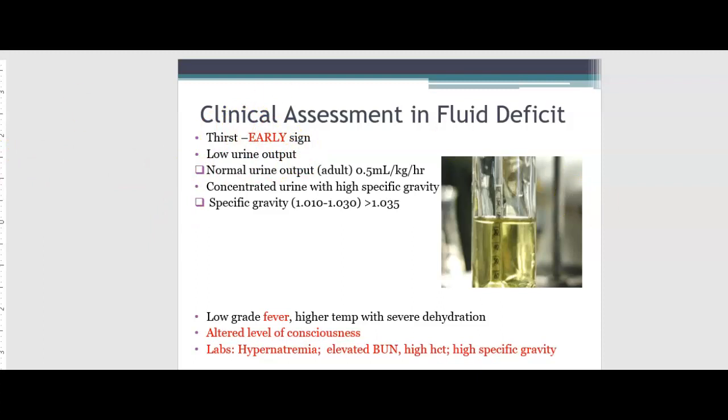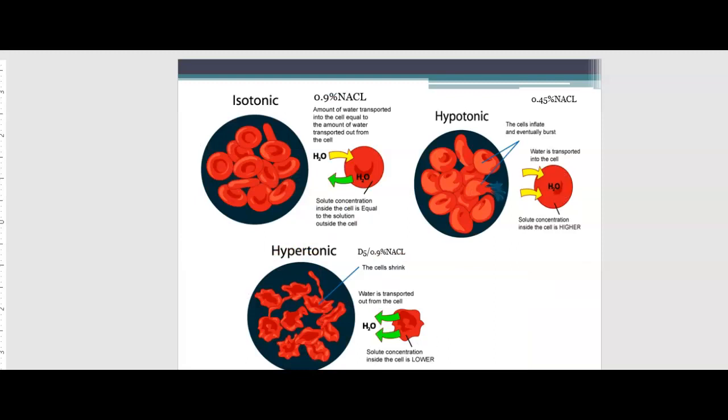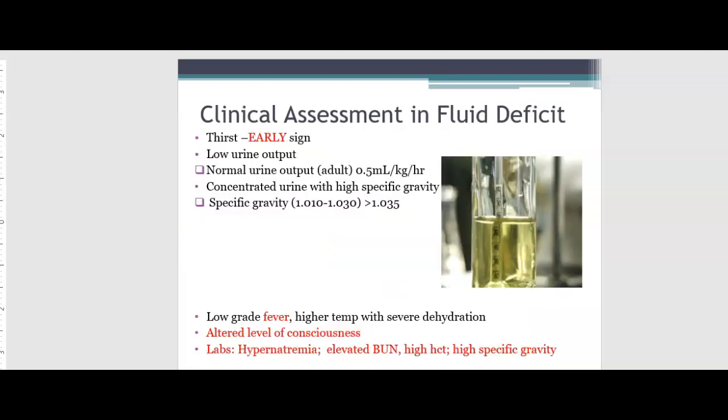We went over the little arrows that was on the slide earlier. I'll go back and then I'll come to this one. These little arrows here are what we're talking about. Uh-oh, I went the wrong direction. Sorry. It's what we're talking about here with the low urine output. It's just basically a repeat, but this is important. Normal urine output for adult is 0.5 ml per kilogram per hour. Very important. Okay, concentrated urine with high specific gravity. They have a specific gravity of 1.010 to 1.030.